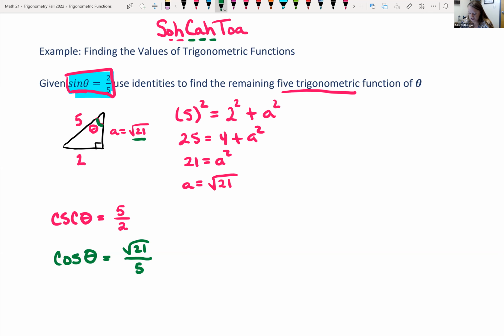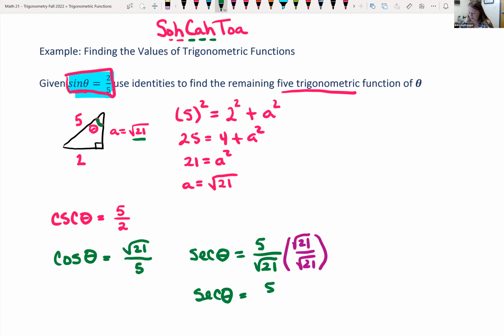So if we look at the reciprocal function, which is secant theta, take the reciprocal of cosine theta, we have 5 over square root of 21. We want to rationalize our denominator, getting rid of the radical in the denominator. We can multiply by this fancy 1, square root of 21 over square root of 21. And so we get that secant theta is equal to 5 root 21 all over 21.